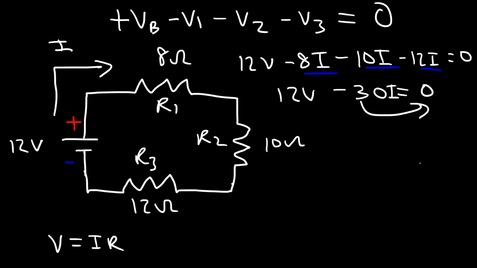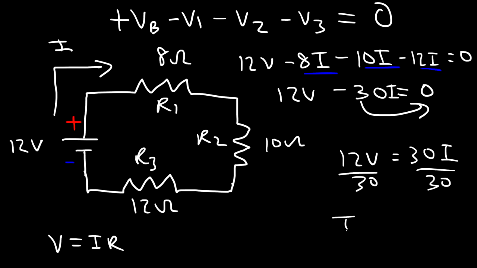Now let's move this to that side, so we have 12V is equal to 30I, and then let's divide both sides by 30. So the current that flows in this circuit is 12 volts divided by 30 ohms, and that's equal to 0.4 amps.